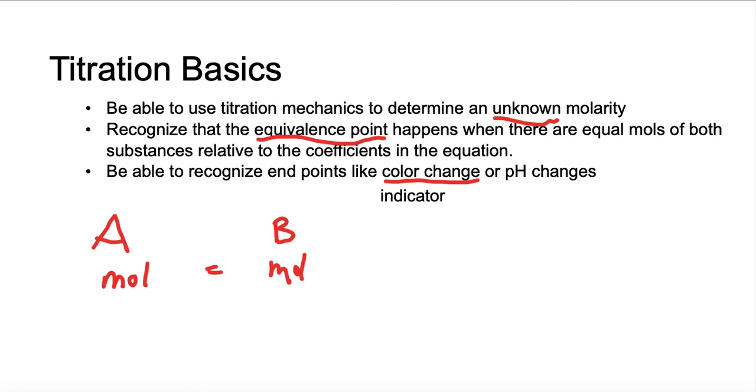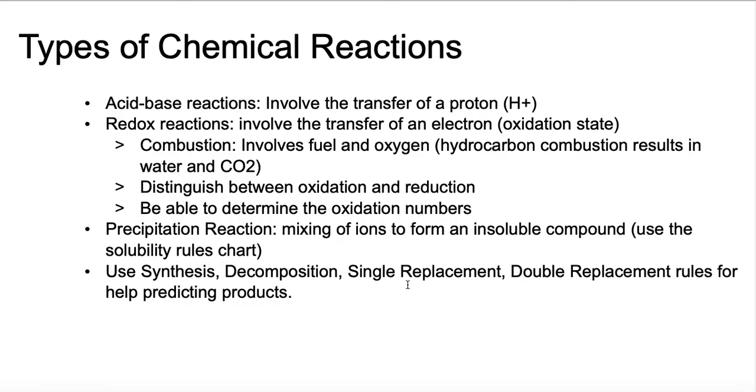So titrations. And then the final thing is different types of chemical reactions. We'll go over a couple of these in a couple of slides because there's a lot here. So these are the main types of chemical reactions that you could do.